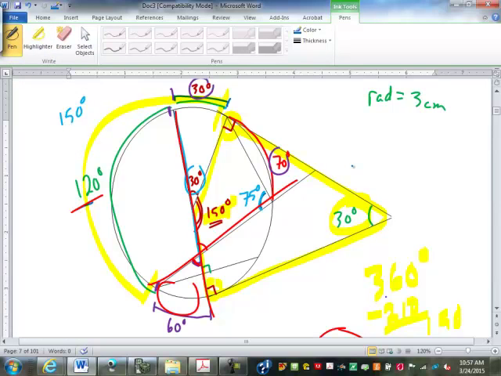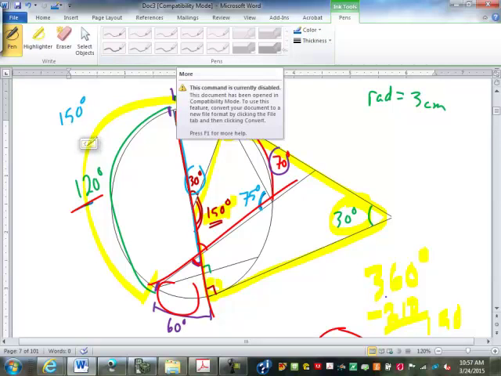Circumference of the circle, you guys can find the circumference, right? 6 times pi. 18.84, something like that. We rounded up to 18.85. Okay. I'll forgive it this time.